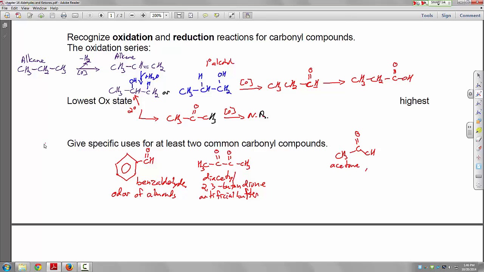Acetone is a good solvent. It's actually used as fingernail polish remover. And also MEK. I won't draw the structure of this one. MEK, these guys are used as solvents.